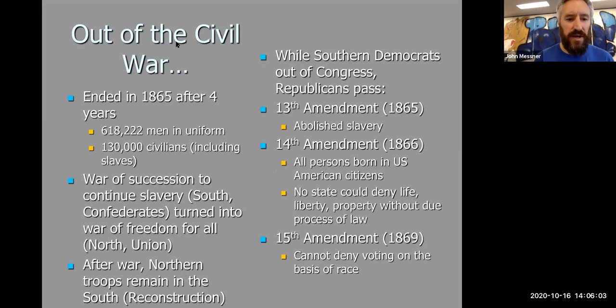And in total, about 618,222 men in uniform are killed. That number continues to rise as historians continue the research, in family histories and lineage, and exhuming battlefield casualties, things along those lines. And they estimate about 130,000 civilians, including about 50,000 slaves, perished. The number could be higher.